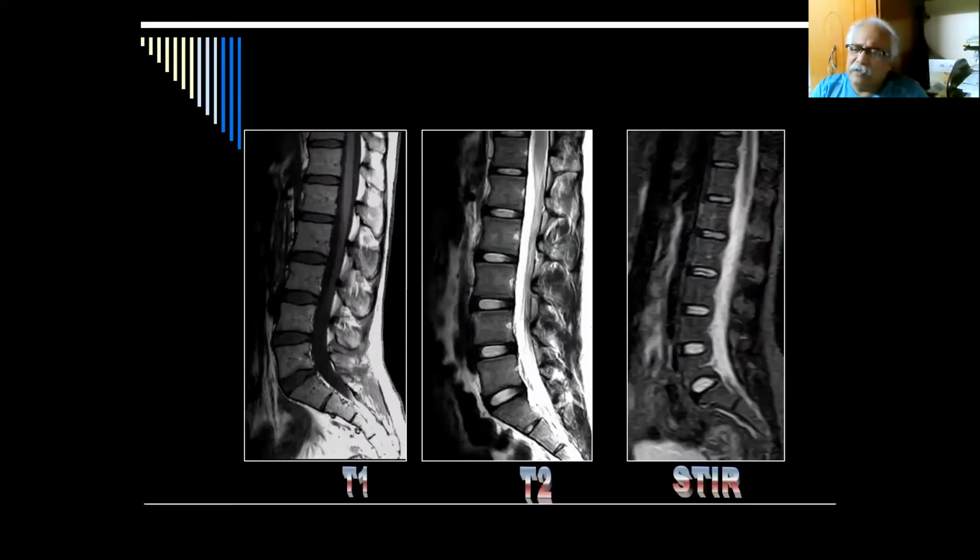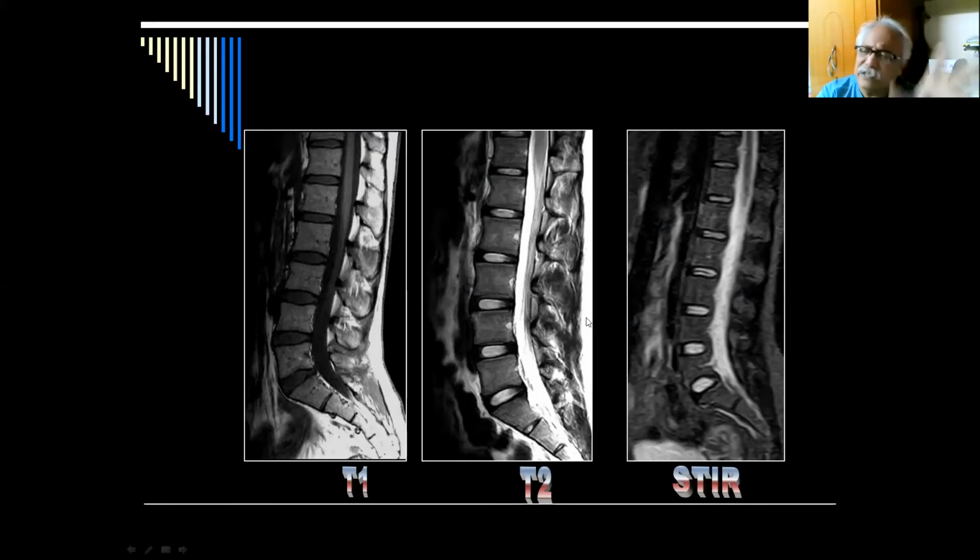So T1, T2, remember, simple. If your cerebrospinal fluid is black, it is T1. If your CSF is white, it is T2. And if it is in between, that means you are seeing the star images. So fluid, if it is very, very bright, that means it has to be a T2 image. And if it is black, it is a T1 image.